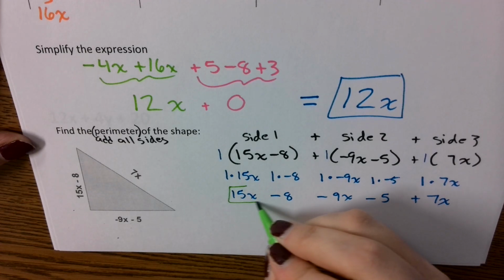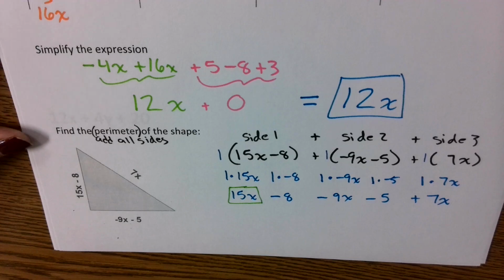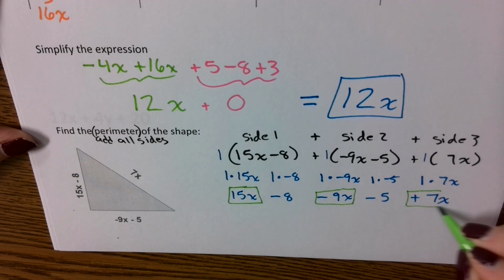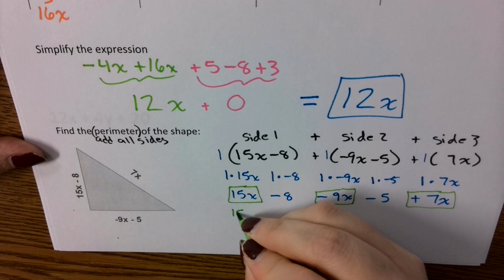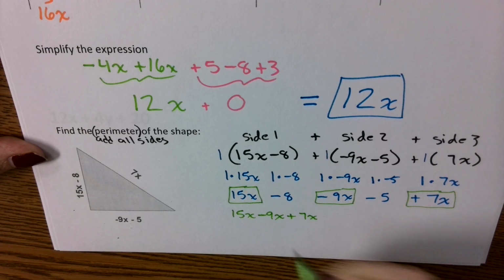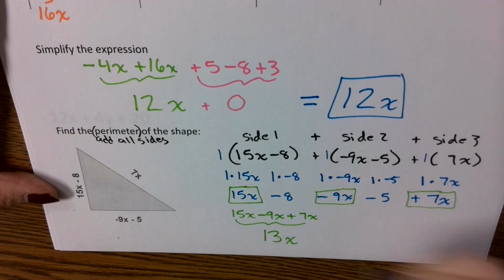Does 15x have any like terms, any friends? Jordan? Good. Positive 7x, yeah. So we have a 15x, a negative 9x, and a positive 7x. We can combine those together, and that's going to come out to 13x.